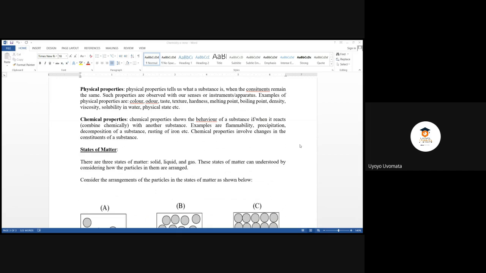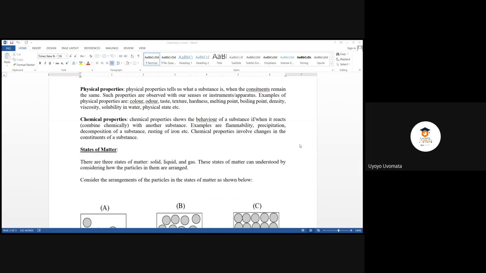Now, what do we mean when we say something combines in a chemical way? It means that when they combine, they will form something new that is different from the individual substances that combine. Now, what are some of these chemical properties that we will get to see? Some could be flammability, as seen there. Some could be what is called precipitation. Some could be what we call decomposition of a substance. And another example of a chemical property is the rusting of iron.